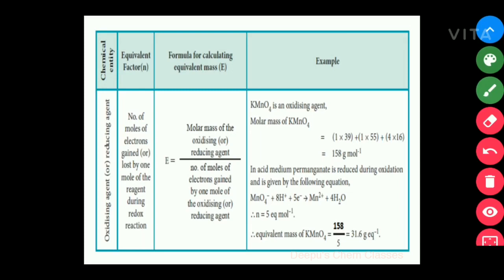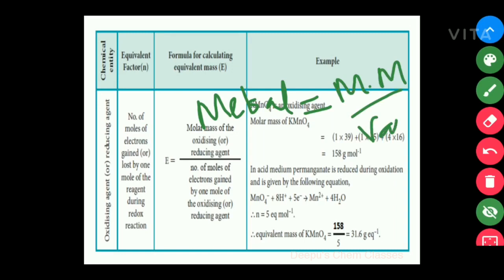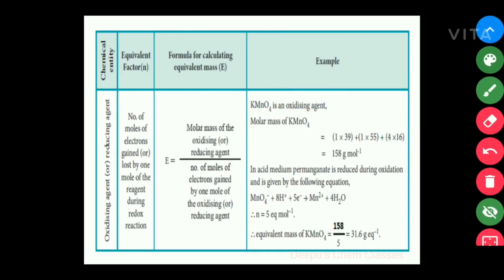Suppose it is a metal, you can calculate the equivalent mass of the metal by using the formula molar mass of metal divided by its valency. So you can also use this formula for finding out the equivalent mass of metals.